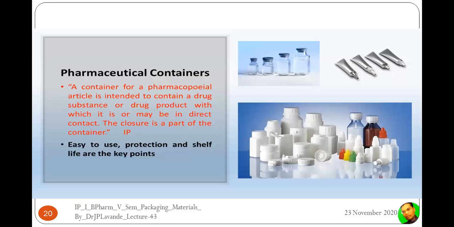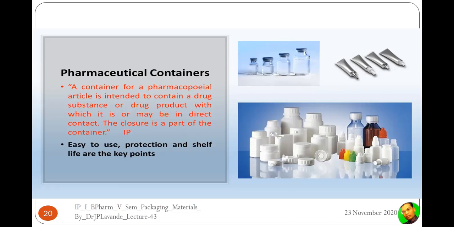There are different kinds of containers that you can see in case of the pharmaceutical packaging. What the container is, this is the verbatim definition. A container for a pharmaceutical article is intended to contain a drug substance or drug product with which it is or may be in direct contact. The closure is part of the container. So this is the official definition which is given in case of the IP. So the closure will also be included in the container.